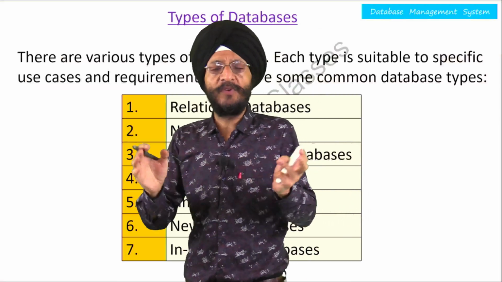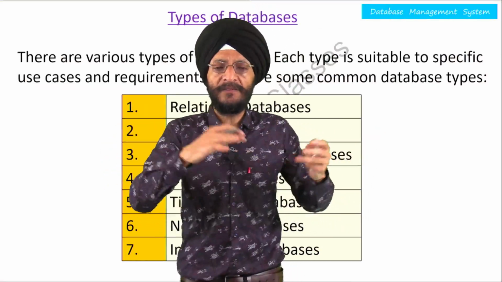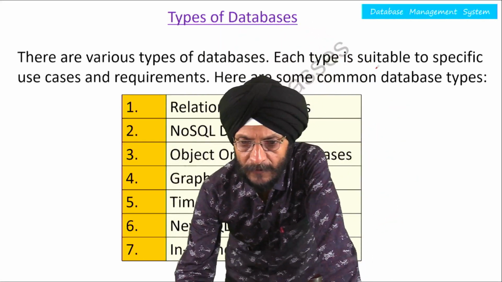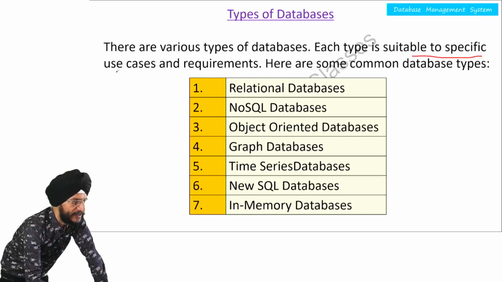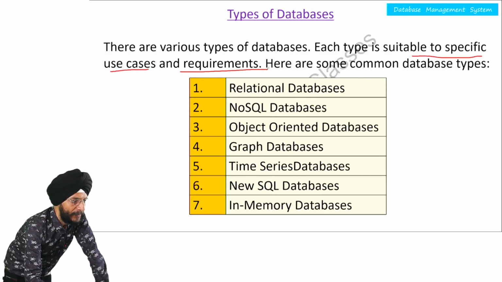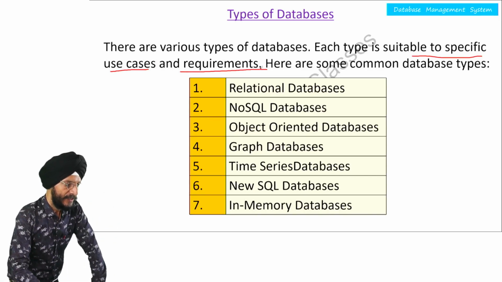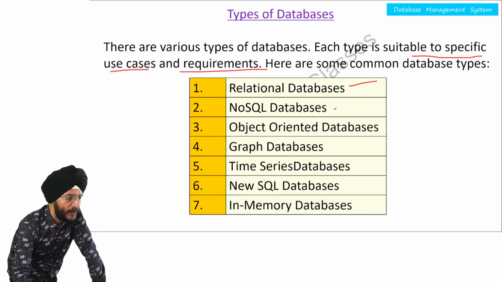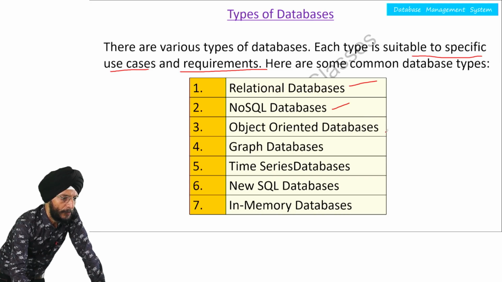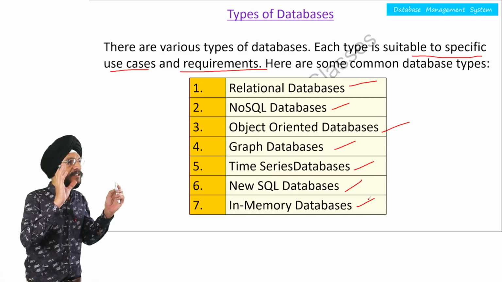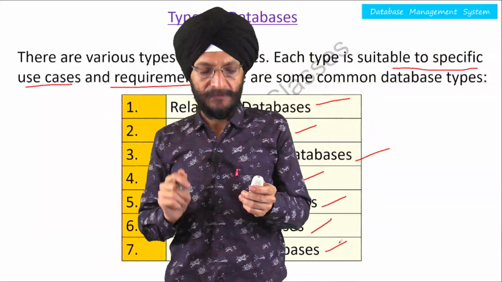First we will discuss types of databases. There are various types of databases. Each type of database is suitable to specific use cases and requirements. These are the common database types: relational databases, NoSQL databases, object oriented databases, graph databases, time series databases, NewSQL databases, and in-memory databases. These are some common database types.